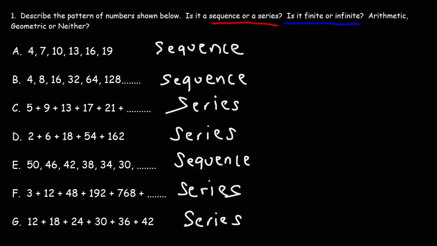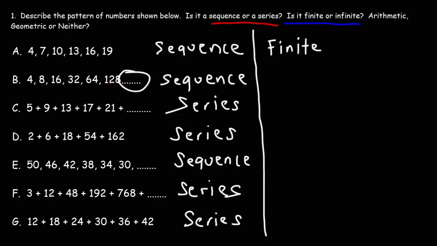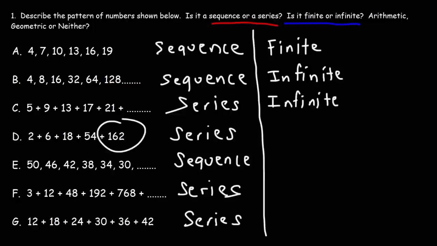Is it finite or is it infinite? To answer that, all we need to do is identify if we have a list of dots at the end or not. Here, this ends at 19, so that's a finite sequence. The dots here tell us it's going to go forever, so this is an infinite sequence. This one, we have the dots, so this is going to be an infinite series. This ends at 162, so it's finite, so we have a finite series.